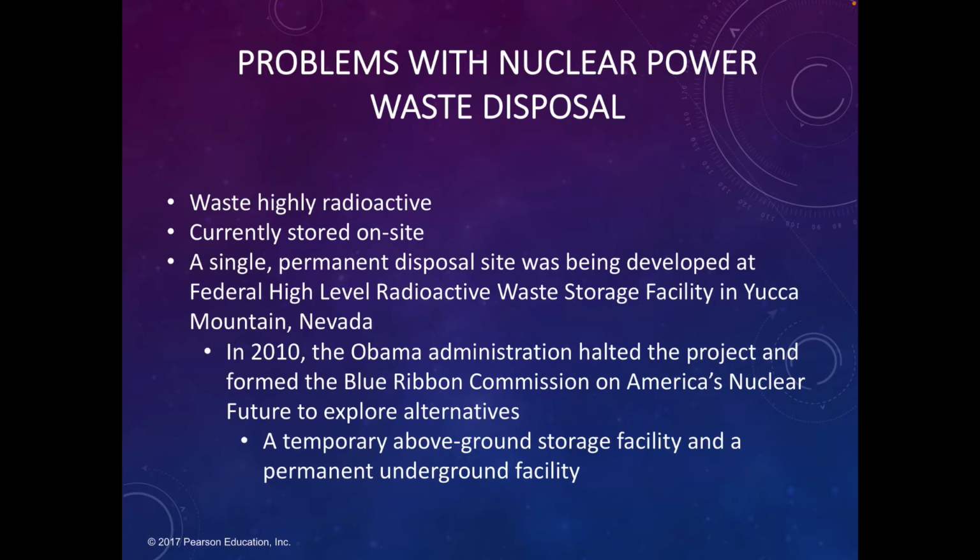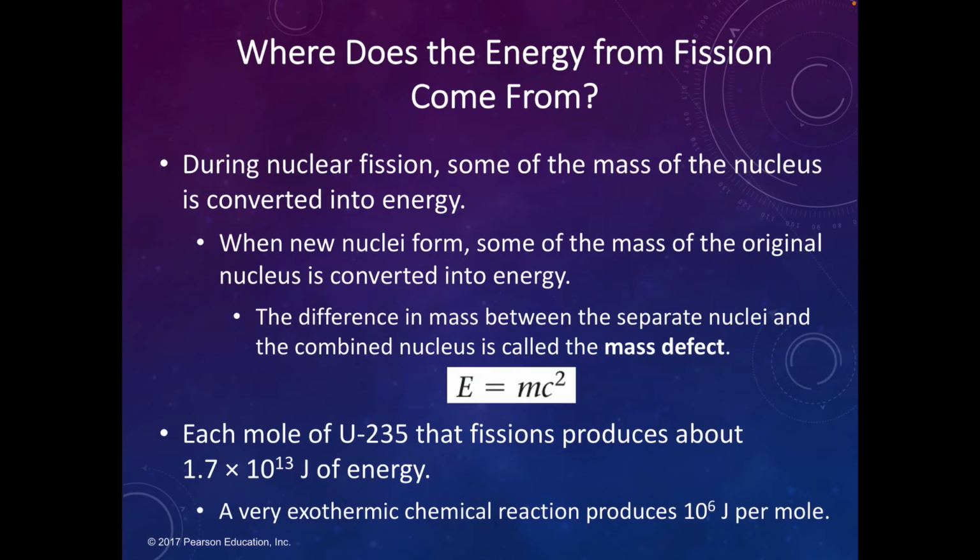Okay. They were developing a permanent waste disposal site in Nevada, but in 2010, the Obama administration halted all of that, and they said, hey, let's look at other alternatives. They wanted to look at temporary above-ground storage facilities, permanent underground facilities, so they're still working on all of this. So all of this is still a work in progress. This is things that are happening now, but hopefully we will eventually make the shift to nuclear power, because that would solve a lot of problems with energy and efficiency and all of that.